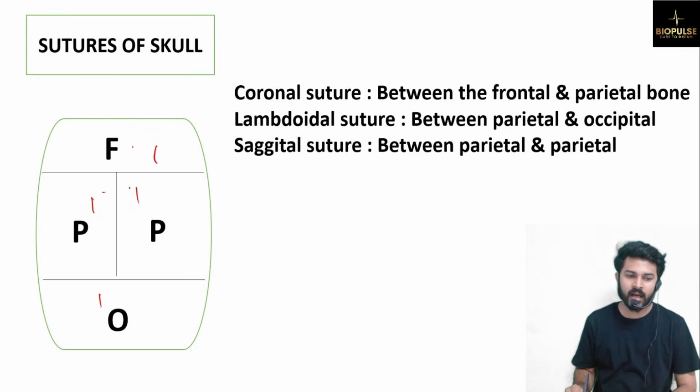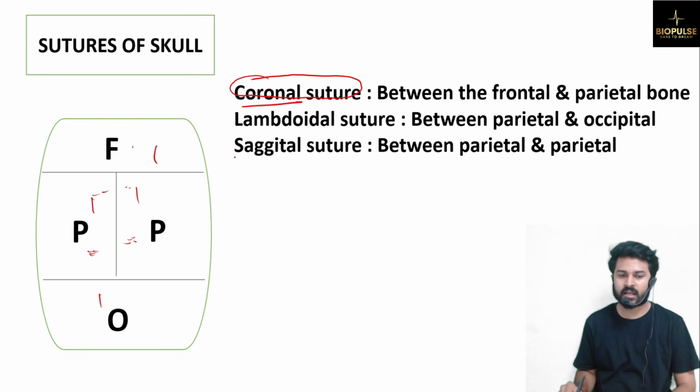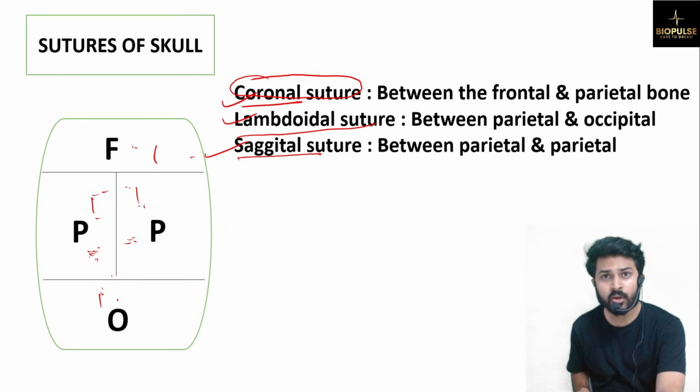Between the frontal and the parietal we are having a suture named coronal suture, like corona. This is coronal suture. Between the parietal and the parietal we have a suture known as lambdoidal suture, and there is a suture in between the parietal and the occipital is known as sagittal suture. Fine, easy. Between frontal and parietal, coronal suture. Between parietal and parietal, lambdoidal. And between parietal and occipital, sagittal. Fine, these are some sutures.